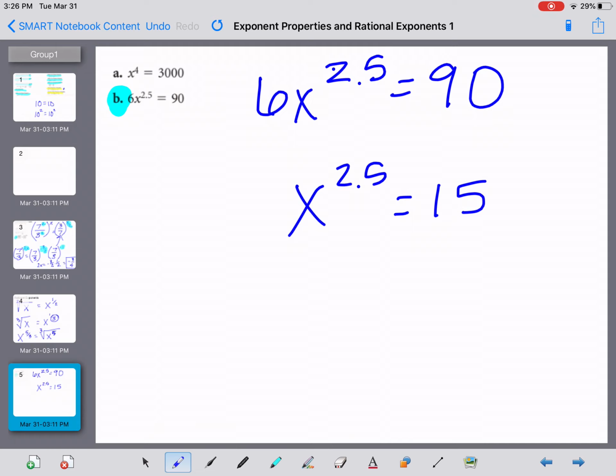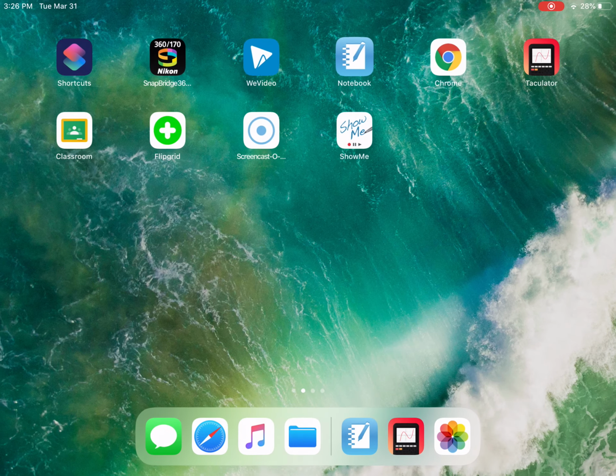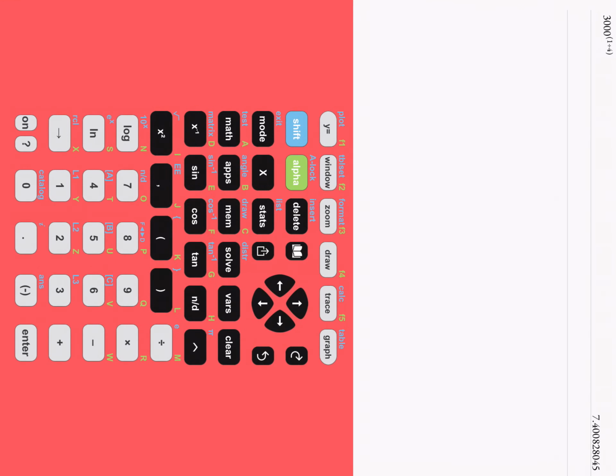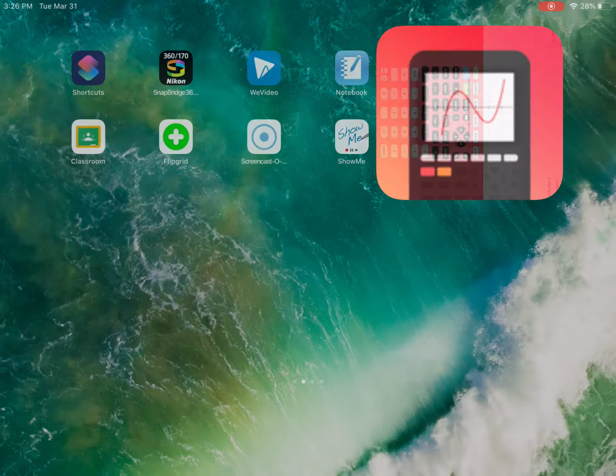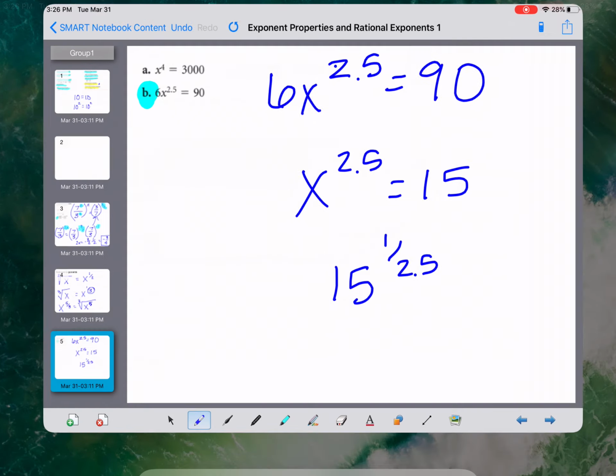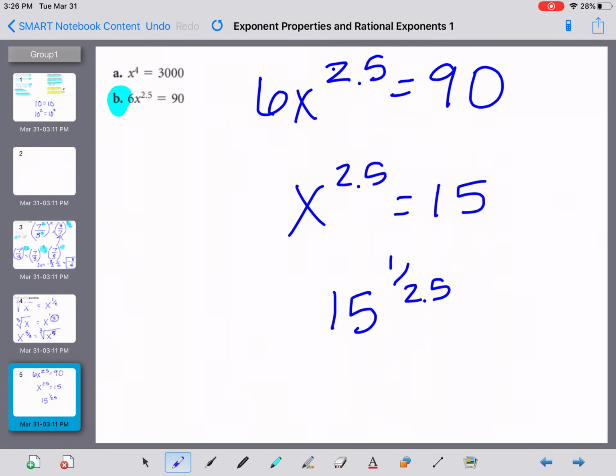Again, if I want to find out what x is, I can simply just take 15 to the 1 over 2.5. And I can do that on my calculator. If I just take 15, see if I can remember this, to the power of 1 divided by 2.5, rounded to where it makes sense. 2.95 is just about fine. And so x would equal 2.95-ish, so we'll say about, okay?